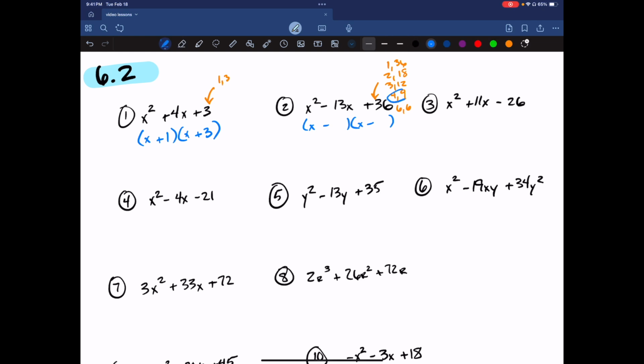It's this one right here. 4 and 9. So minus 4, minus 9. And again, the order doesn't really matter. If the sign's the same, order doesn't matter. You can go on about your day.